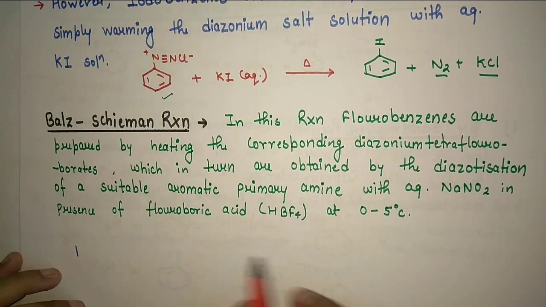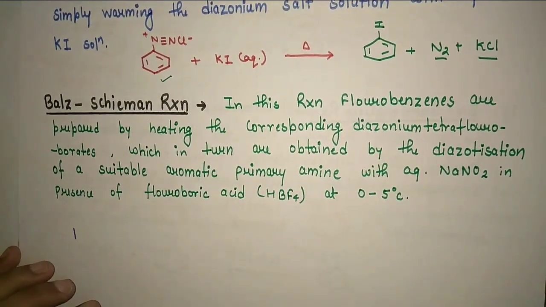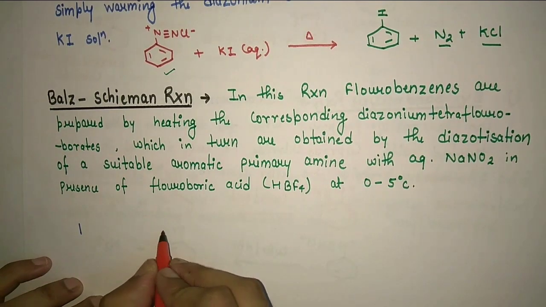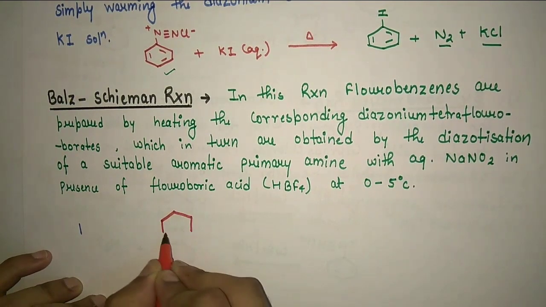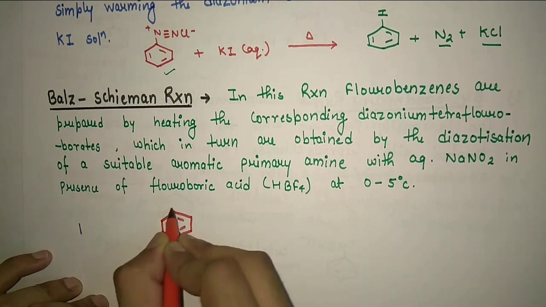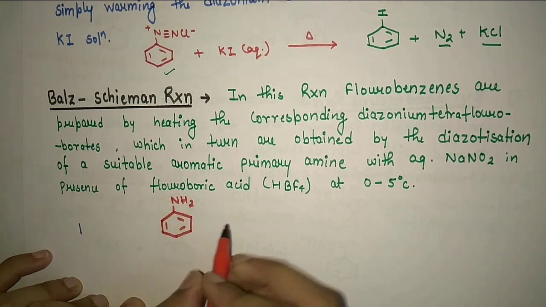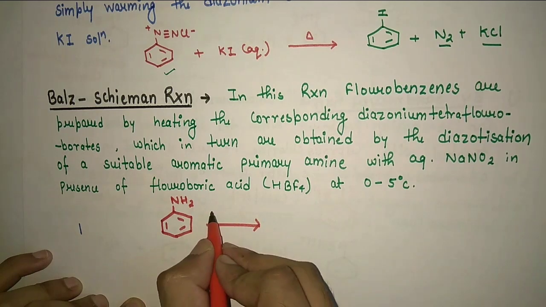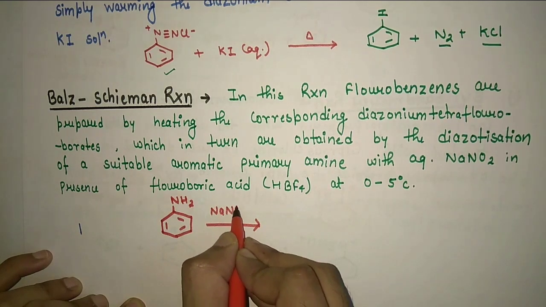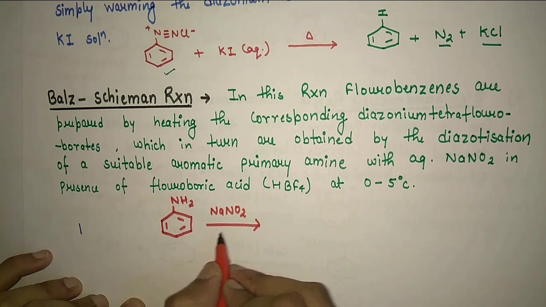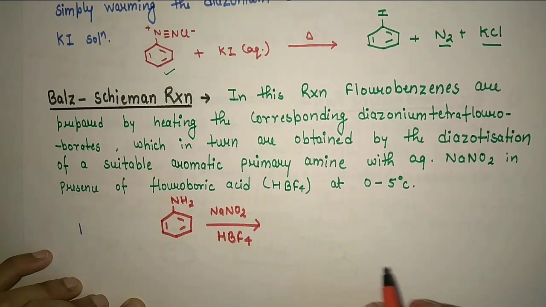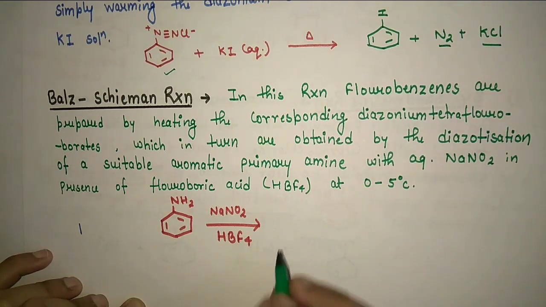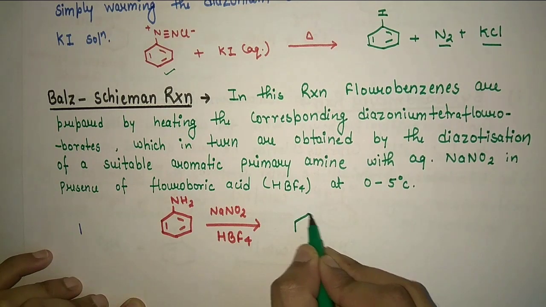So let's see how these diazonium tetrafluoroborates are produced. Now we have to react aniline. This is our aniline. We have to react aniline with aqueous solution of sodium nitrite, that is NaNO2, in the presence of fluoroboric acid, that is HBF4. So it will lead to the formation of diazonium tetrafluoroborate, that is this.